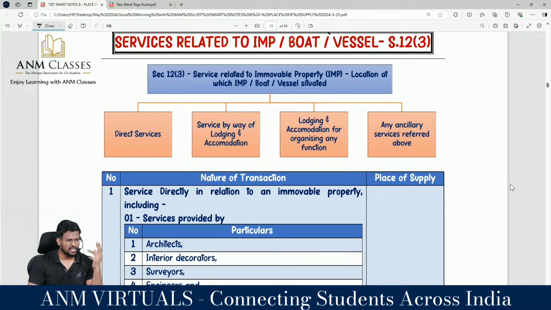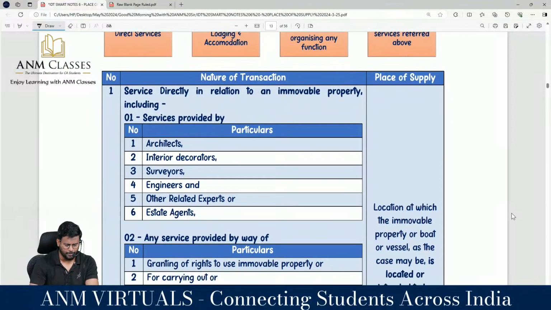So for that, actually four things we are talking about. Direct services, services by way of lodging and accommodation, services for organizing any function, and any ancillary services. We have direct services: service directly in relation to any property, including services provided by architects, interior decorators, surveyors, engineers and other related experts and estate agents. These people are directly providing services to immovable property.